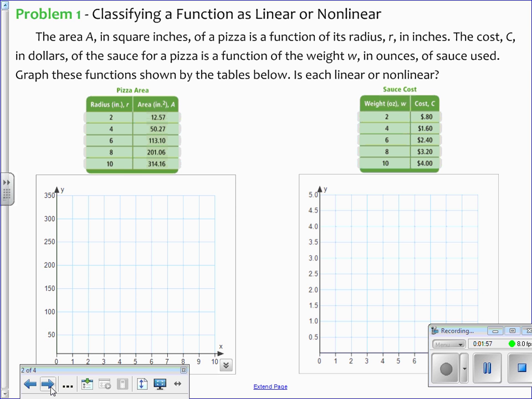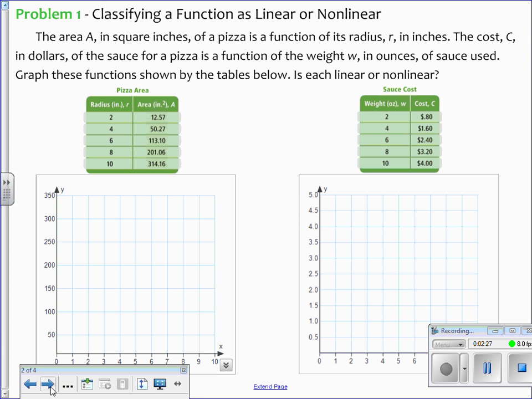The area A in square inches of a pizza is a function of its radius, r, in inches. The cost C in dollars of pizza sauce is a function of weight in ounces of sauce used. Graph these functions shown by the tables below. Is each linear or nonlinear? So here's what I want you to do. Plot these points. The first one, you have the radius on the bottom, square inches on the top. You can't be exact, but do the best you can.